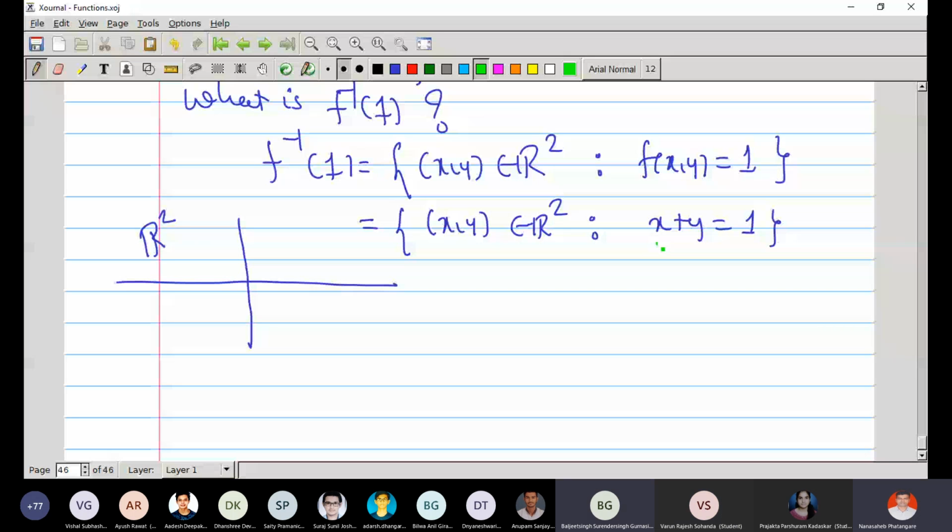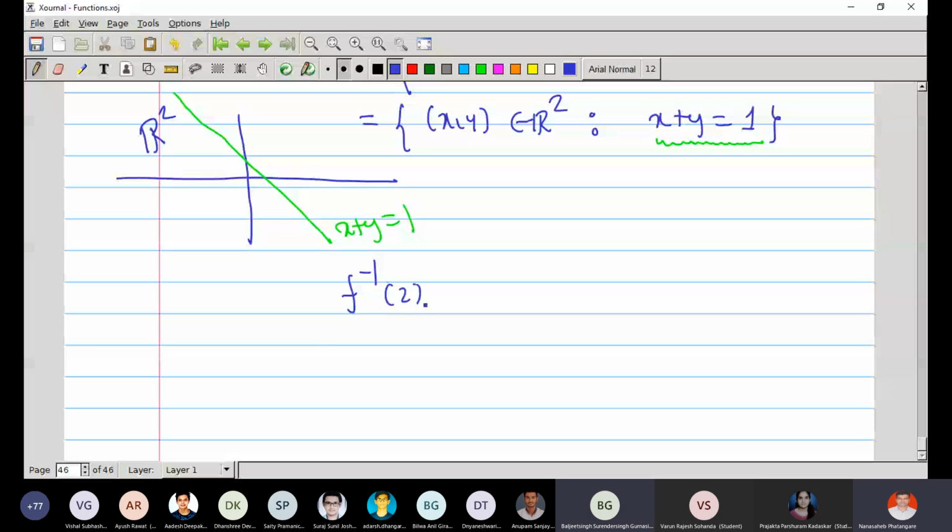That is the main point. All points on this line x plus y equals 1 will satisfy this condition, and exactly all the points on this line are the inverse image. Therefore the inverse image of 1 is every point on this line. This is an interesting thing, right? Correct? Yes. Is this clear?